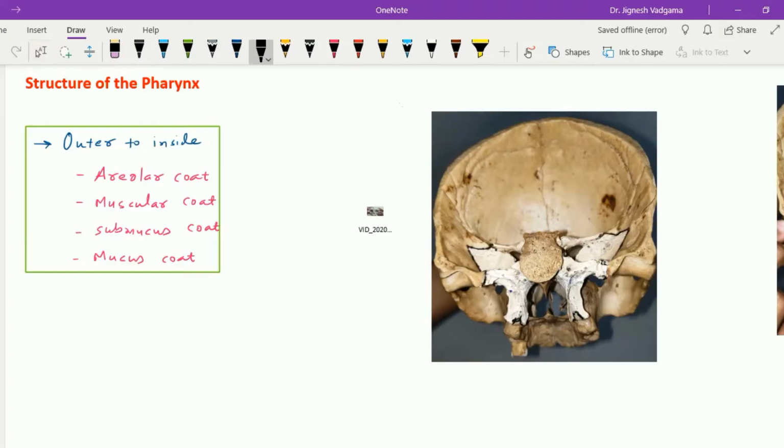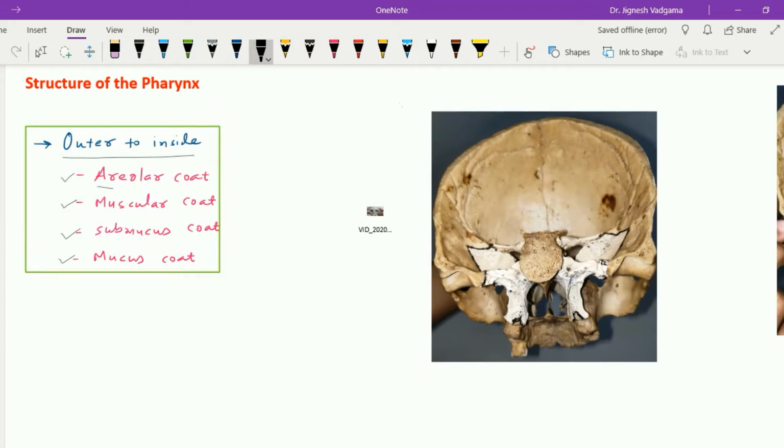Now let's see the structure of the pharynx. After completion of the internal structure and the parts of the pharynx, let's have a look at the structure of the pharynx, how the wall of the pharynx is formed. So the wall of the pharynx is formed from outer to inner side by the areolar coat, then the muscular coat, submucous coat, and the mucous coat.